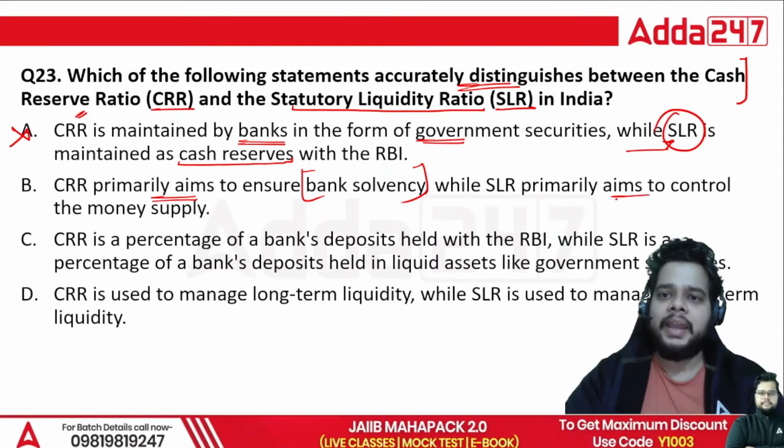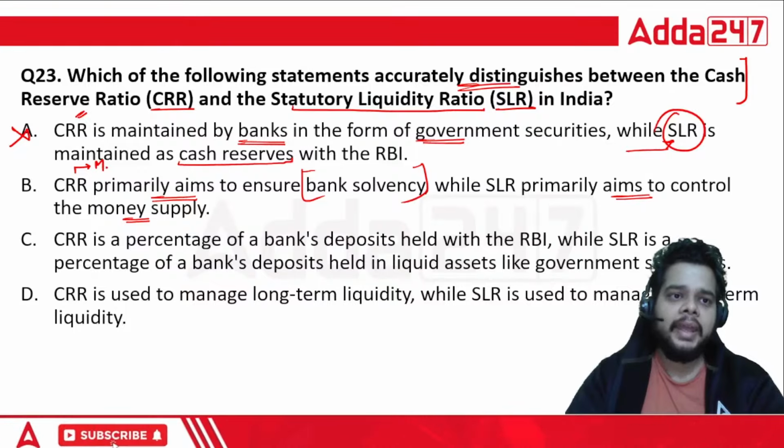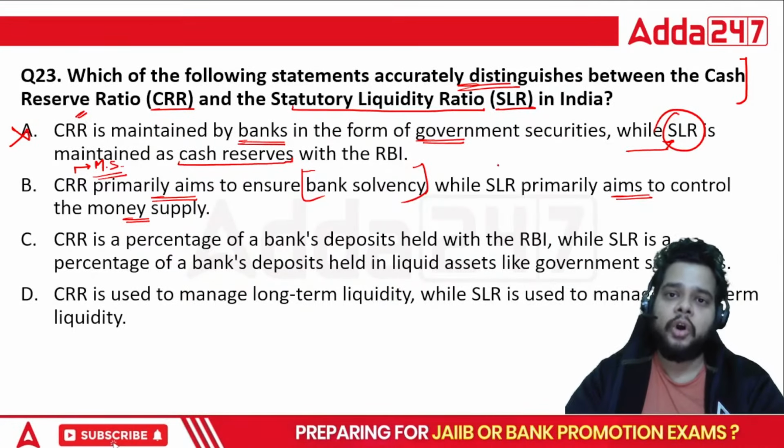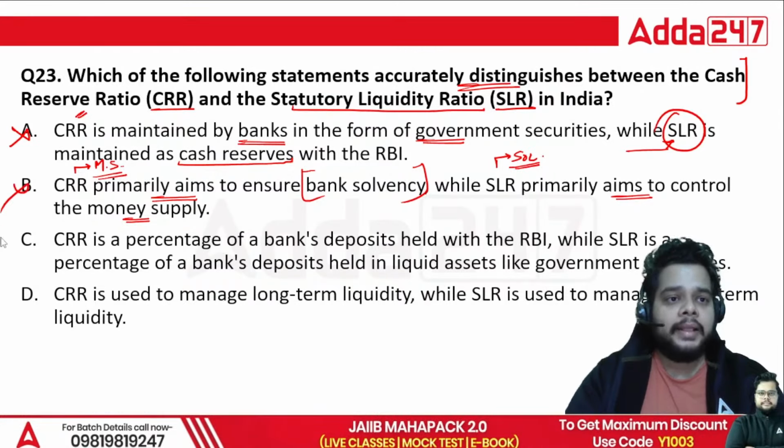CRR primarily aims to ensure bank solvency. SLR primarily aims to control the money supply. No. CRR is for money supply and solvency is being ensured by SLR. Fine. This is solvency. Again, this is wrong.